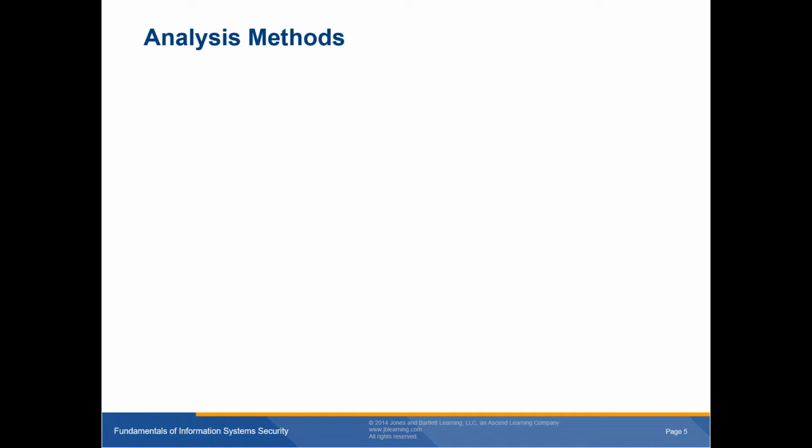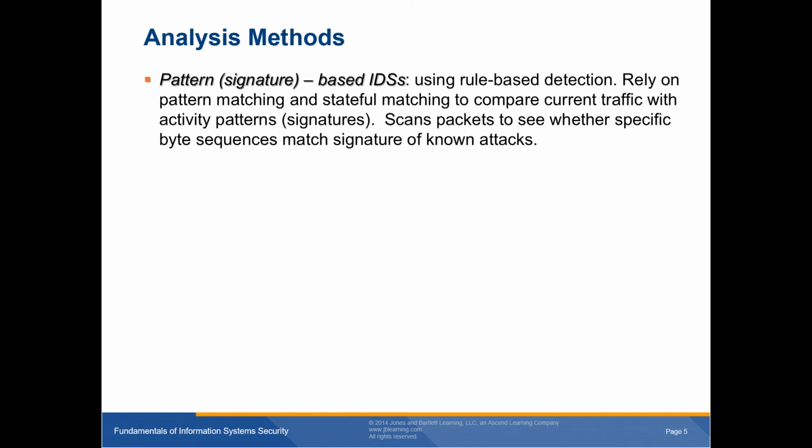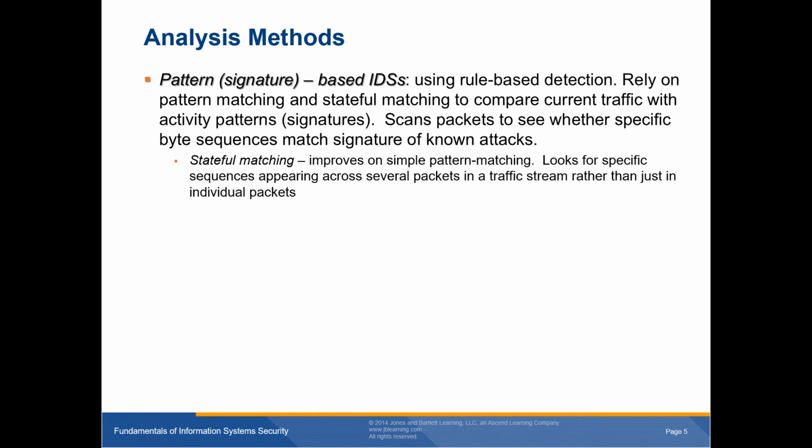Let's talk about some analysis methods. Pattern or signature-based IDSs use rule-based detection. They rely on pattern matching and stateful matching to compare current traffic with activity patterns known as signatures. It scans the packets to see whether specific byte sequences match the signature of known attacks. Stateful matching is one method of this. It improves on simple pattern matching, looking for specific sequences appearing across several packets in a traffic stream rather than just in individual packets.